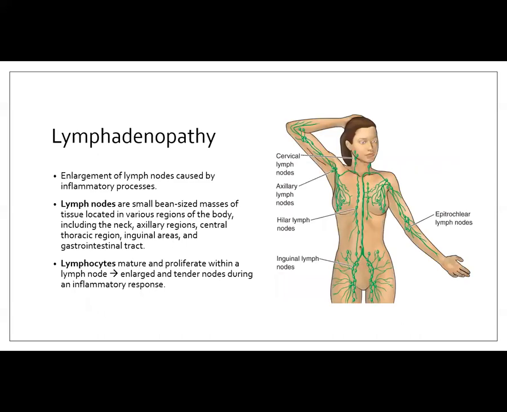So lymphadenopathy is the enlargement of the lymph nodes caused by the inflammatory process. Your lymph nodes are these small bean-sized masses of tissue that are located in various regions of the body, including the neck, axillary regions, central thoracic region, inguinal areas, and gastrointestinal tract. Lymphocytes mature and proliferate within a lymph node. Lymph nodes become enlarged and tender during an inflammatory response. So you've got your actual lymph nodes here, and then your lymphocytes are basically just the cells that proliferate within the lymph node.